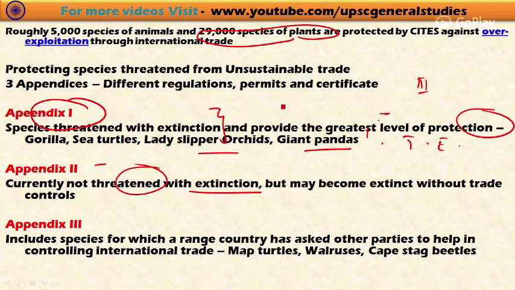In Appendix 3 are species for which a range country has asked other parties to help in controlling international trade. This is international cooperation in regulating the trade. This includes map turtles, walruses, cape stag beetles, and other animals. So under these appendices, various animal and plant species are included, which are accorded different degrees of protection through various regulations, permits, and certificates.